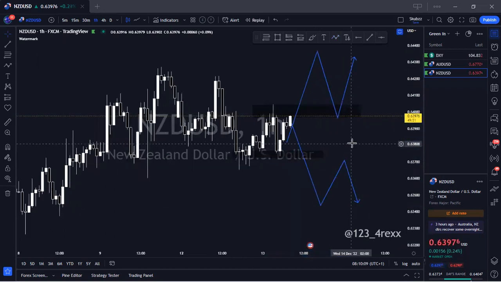Which other pair do you guys want us to take a look at before we go? Is there any pair you want us to take a look at?